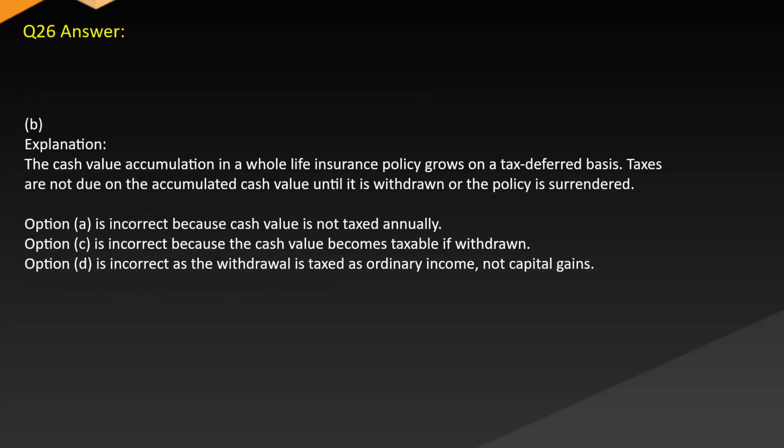Answer: B. Explanation. The cash value accumulation in a whole life insurance policy grows on a tax-deferred basis. Taxes are not due on the accumulated cash value until it is withdrawn or the policy is surrendered. Option A is incorrect because cash value is not taxed annually. Option C is incorrect because the cash value becomes taxable if withdrawn. Option D is incorrect as the withdrawal is taxed as ordinary income, not capital gains.